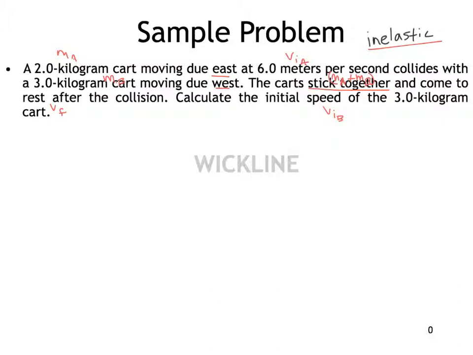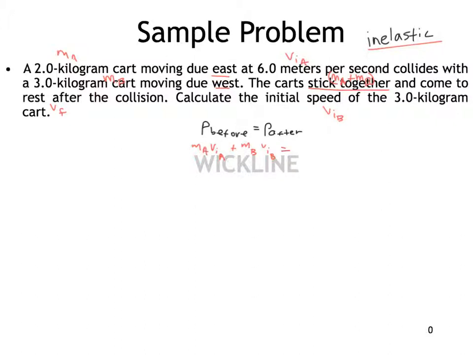And I do want the initial speed of the 3 kilogram cart, so that's VIB. And let's start this with a very simple equation of P before equals P after. And in this next step, I get to be creative. P before is the total momentum of the system beforehand, and essentially it was cart A moving east at 6 meters per second collides with cart B moving west at some speed I'm not sure of. So I'm going to say that's just MA VIA plus MB VIB. So there's the total momentum of the system before the collision.